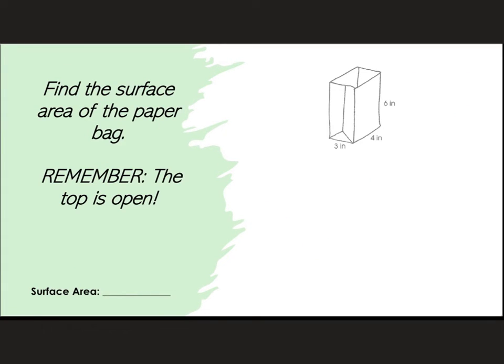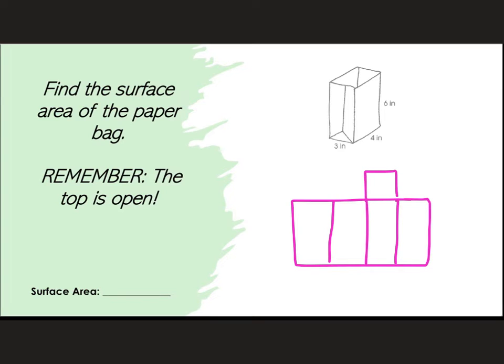Next one, find the surface area of the paper bag. So just a reminder, in a paper bag, you don't have a lid. So when we draw our net, it's a rectangular prism, so all 4 sides are rectangles with 2 bases that are rectangles as well. But we're going to cross out one of those bases since we don't have a lid on a paper bag. Next thing we have to do is label our different dimensions.